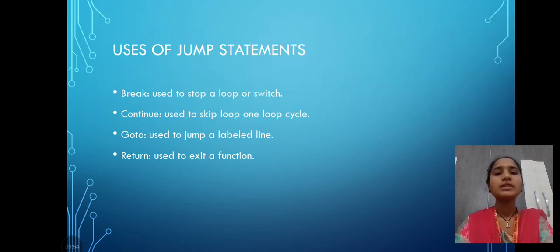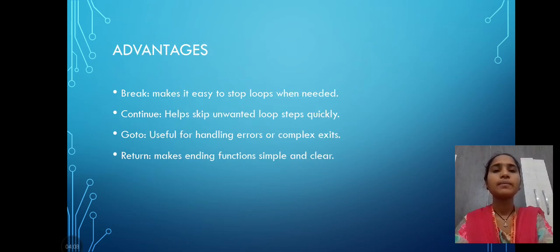Uses of jump statements. Break is used to stop a loop or switch. Continue is used to skip one loop cycle. Goto is used to jump to a labeled line, and return is used to exit a function.